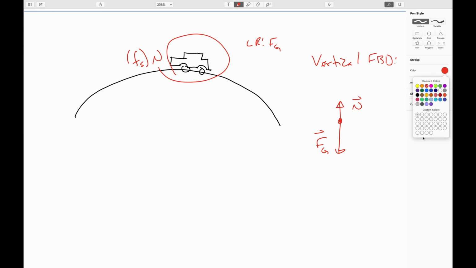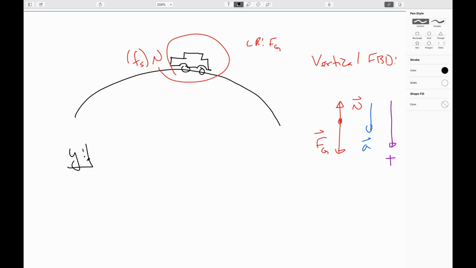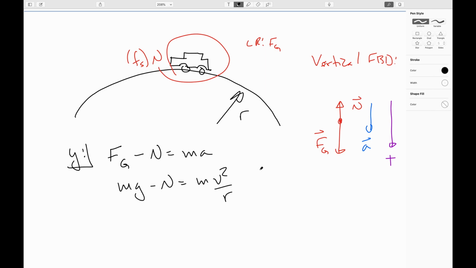So again, since we're going around the curve like so, at the very tippy top, we need the acceleration to point down. So once again, I will make down positive. So we can repeat exactly the same analysis we did before. We take the y component of Newton's second law. Now it's going to be the force of gravity minus the normal force equals ma. So mg minus n equals mv squared over r, because again, you're going around in a circle, and this would be the radius of the hill here.